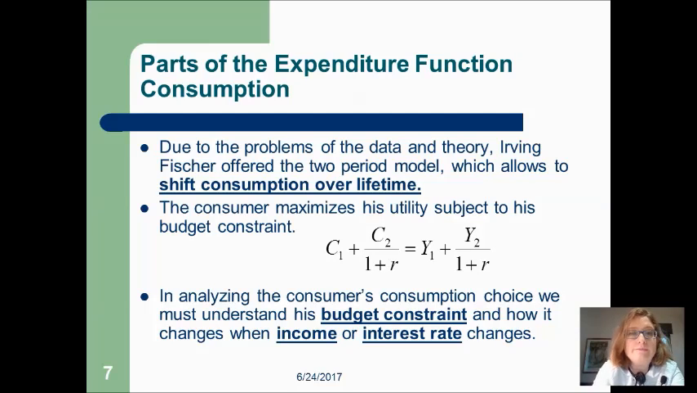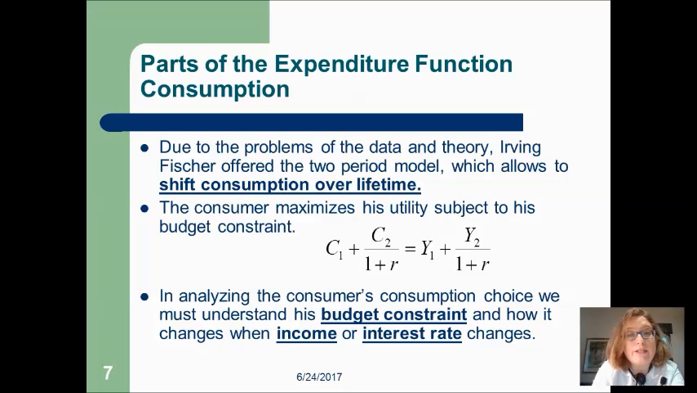So Irving Fisher offered the two-period model, which allows shifting consumption over a lifetime. Basically, if Keynes said we always decide according to our current disposable income, Irving Fisher said that the consumer shifts consumption over time, and can take loans, return loans, or save. That means there's no direct link between current consumption and current income, but the link is between lifetime consumption and lifetime income.